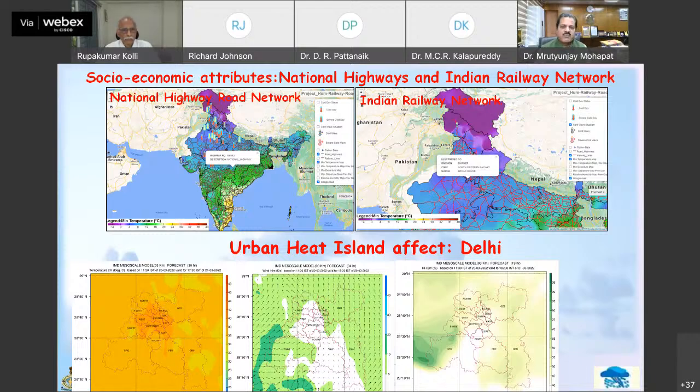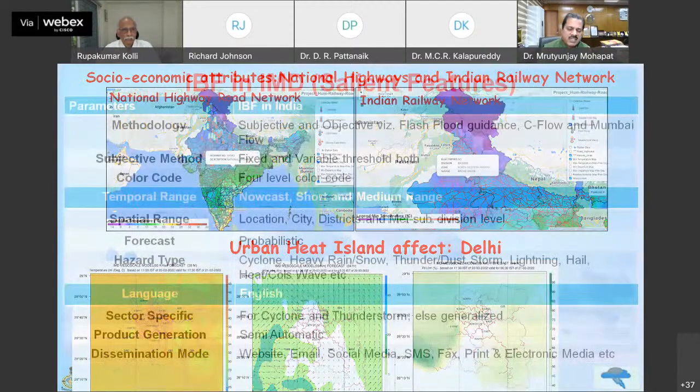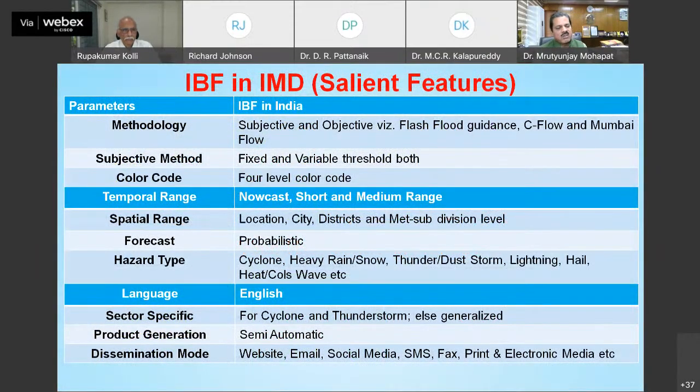Therefore, the socioeconomic attributes leading to this impact-based forecast of heat wave, especially in the season, are certainly helping people to minimize the loss of lives. As all of us know, the number of lives lost has been reduced significantly due to the heat wave also. There were only 4 deaths last year compared to 2,000 deaths in 2015.